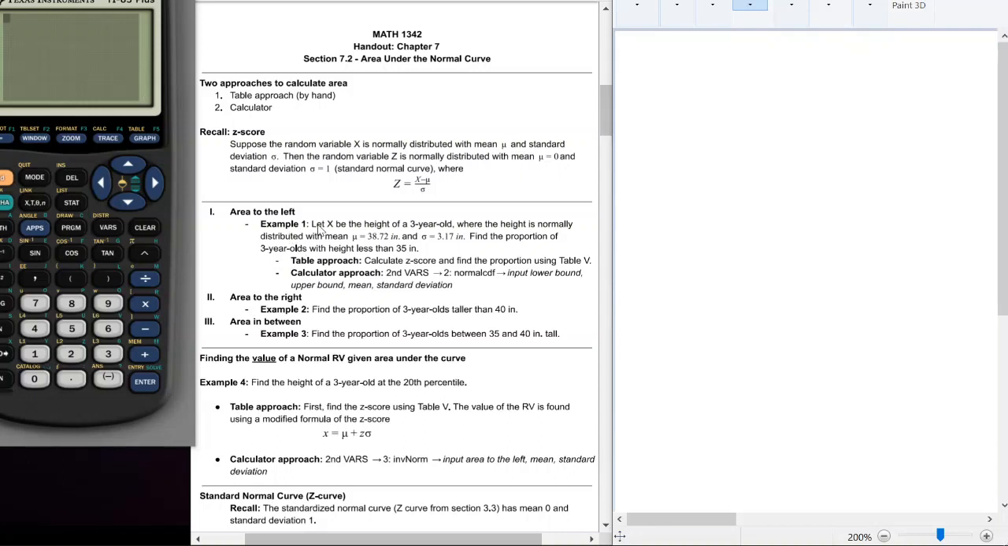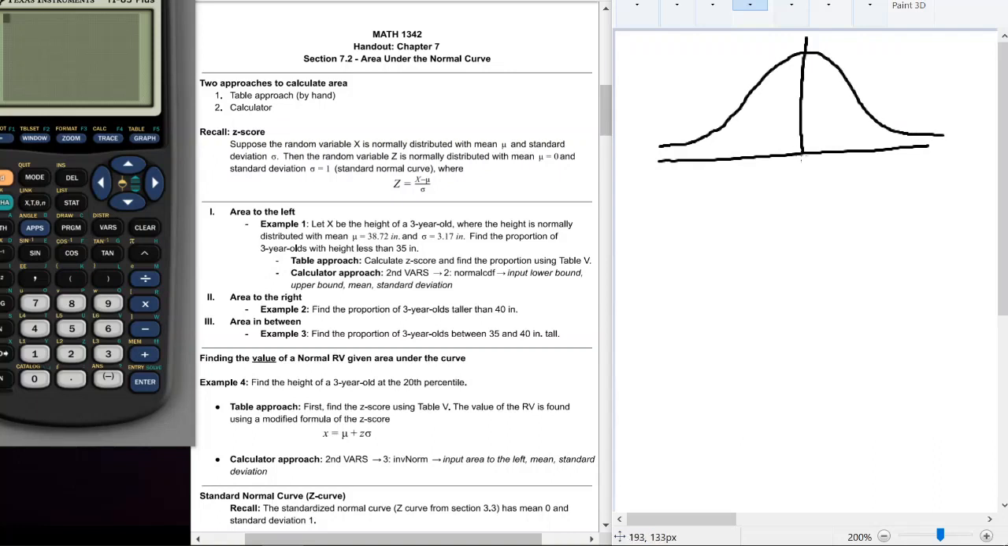We have a random variable, 3-year-olds with height normally distributed, mean 38.72, sigma 3.17. So remember, anytime we're given a normal distribution, we have a bell curve. And a symmetric bell curve is always centered around its mean. So let's go ahead and call the mean 38.72. We'll make a note of the spread 3.17.